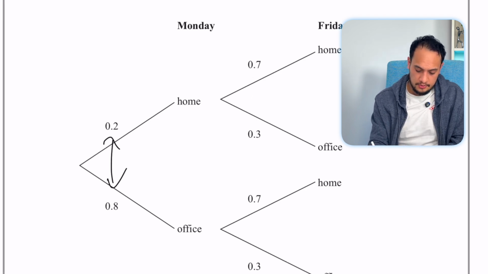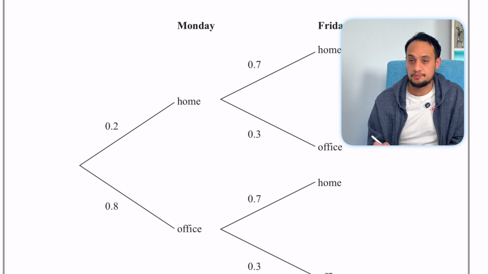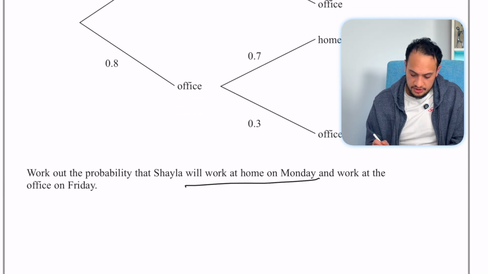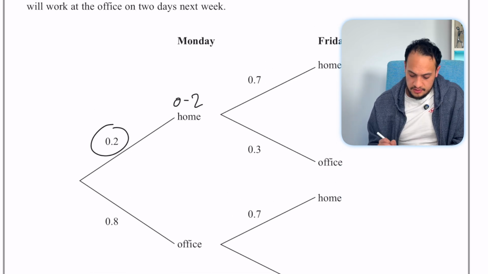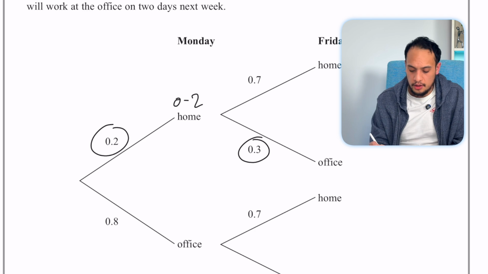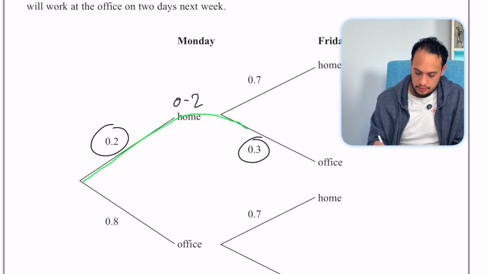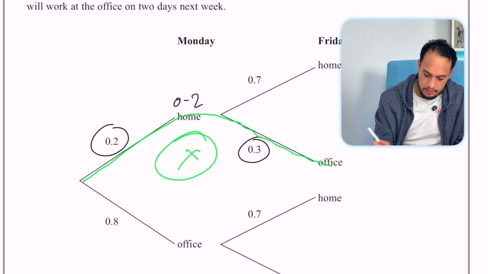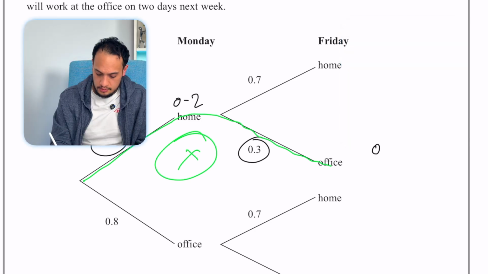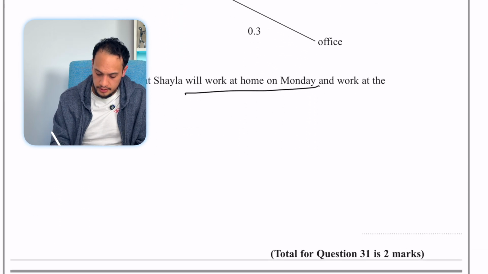So what we do is we take the probability of one and times it by the probability of the other. The probability she works at home on Monday is 0.2. At the office on Friday is 0.3. So it's this route that we're looking for: home on Monday, office on Friday. I'll draw the route out. And we've got to multiply, so 0.2 times 0.3, and that will give us our answer of 0.06.